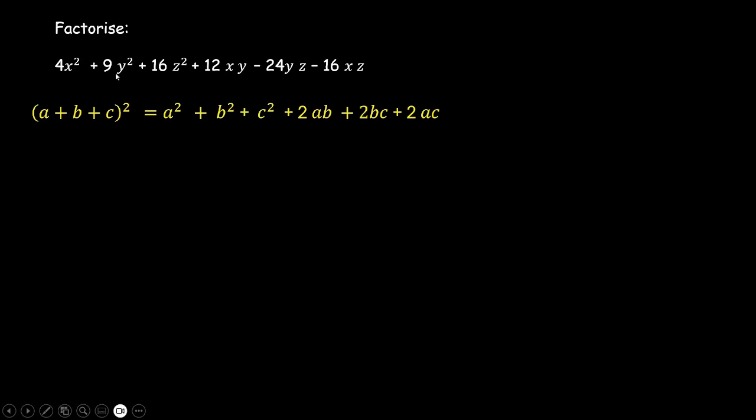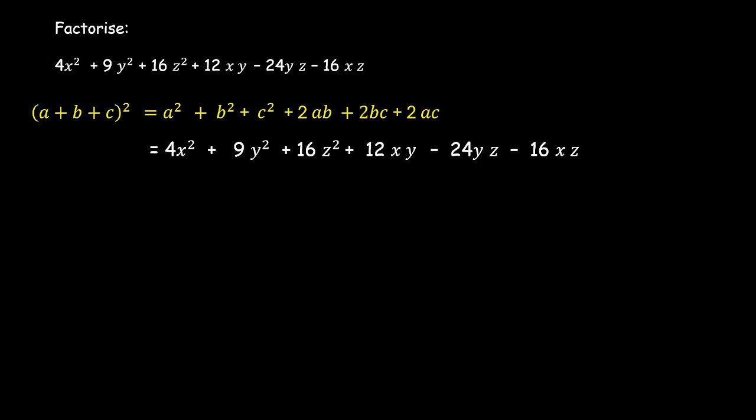Since 4x square is the square of 2x, right? So let us just write the entire term beneath it. Now 4x square is the square of 2x. That means a over here is 2x, right? A is 2x. And 9y square is the perfect square of 3y. So that means b here is 3y. Similarly, 16z square is the square of 4z. So c is 4z accordingly.